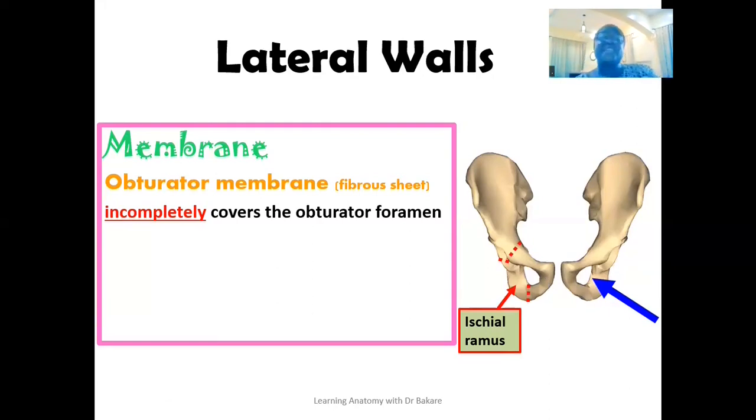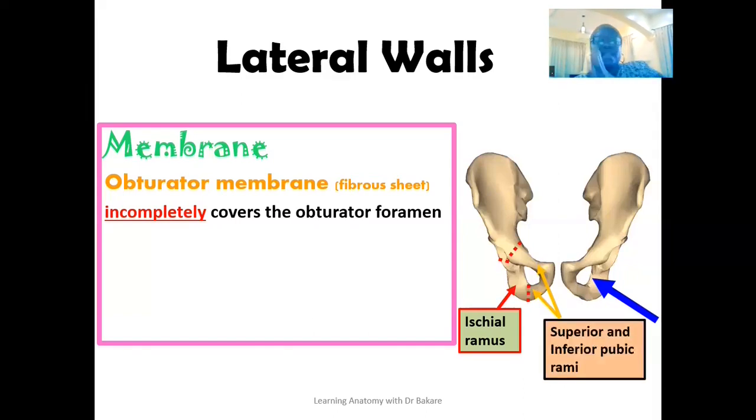Then we have a superior extension from the body, and this is referred to as the superior pubic ramus. Then we also have another inferior extension from the body of the pubis, and this is the inferior pubic ramus. And this is where we have the superior and the inferior pubic rami. So we have the formation of the obturator foramen from the ischial ramus and also the superior and the inferior pubic rami. So it is these bones that contribute to the formation of the obturator foramen.